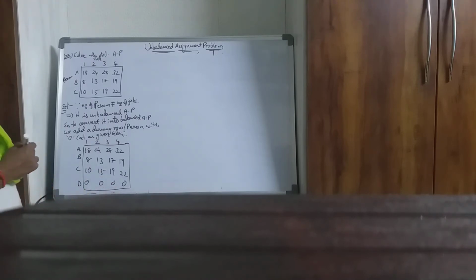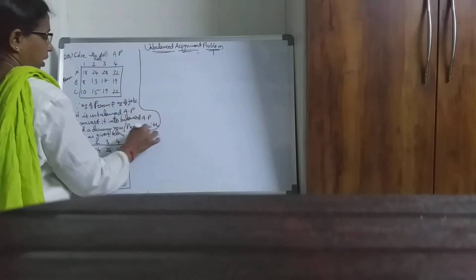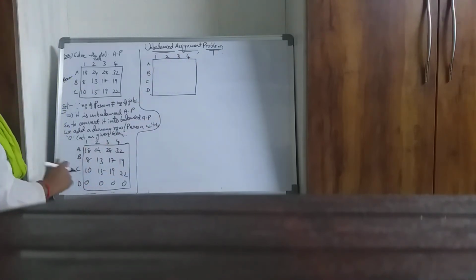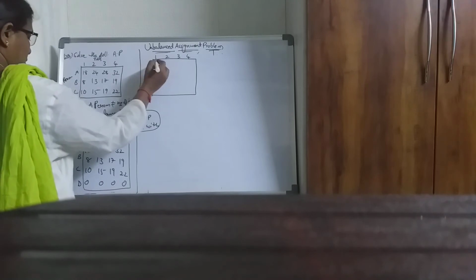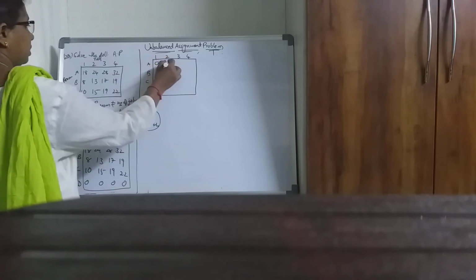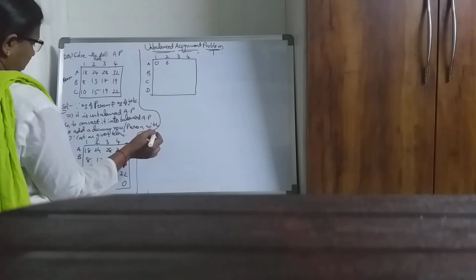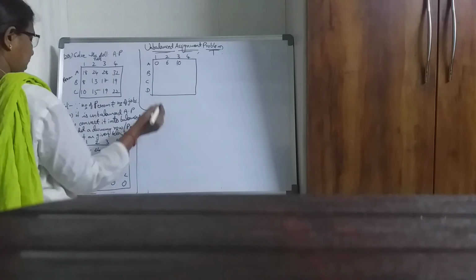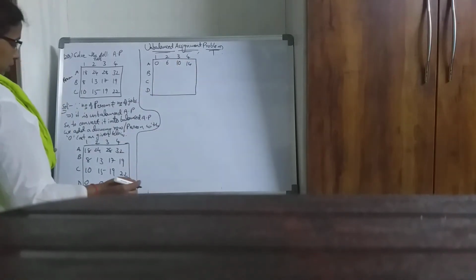Now check whether each row is having at least one zero. Each column is having at least one zero, but each row is not having at least one zero. So first row doesn't have, second row doesn't have. First row minimum value is 18. So 18 minus 18, 0. 24 minus 18 will be 6. 28 minus 18 will be 10. 32 minus 18 will be 14.